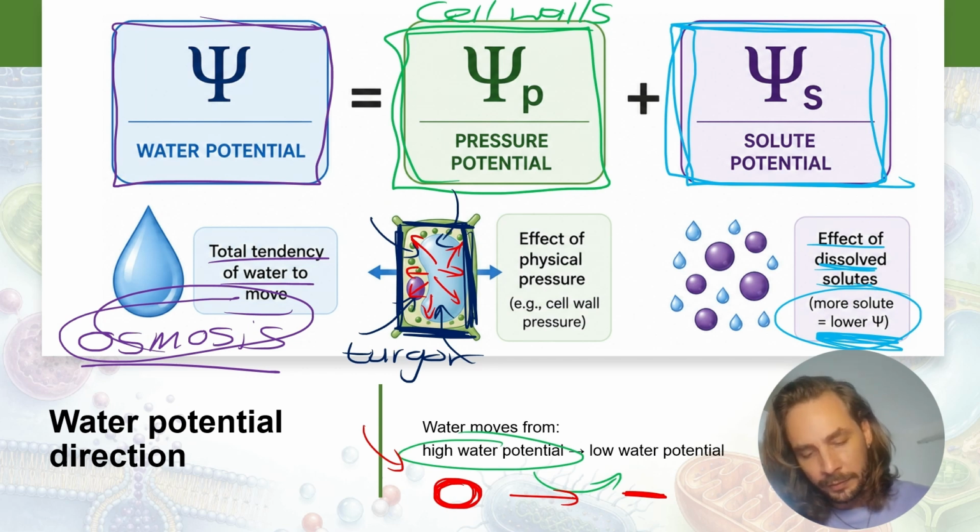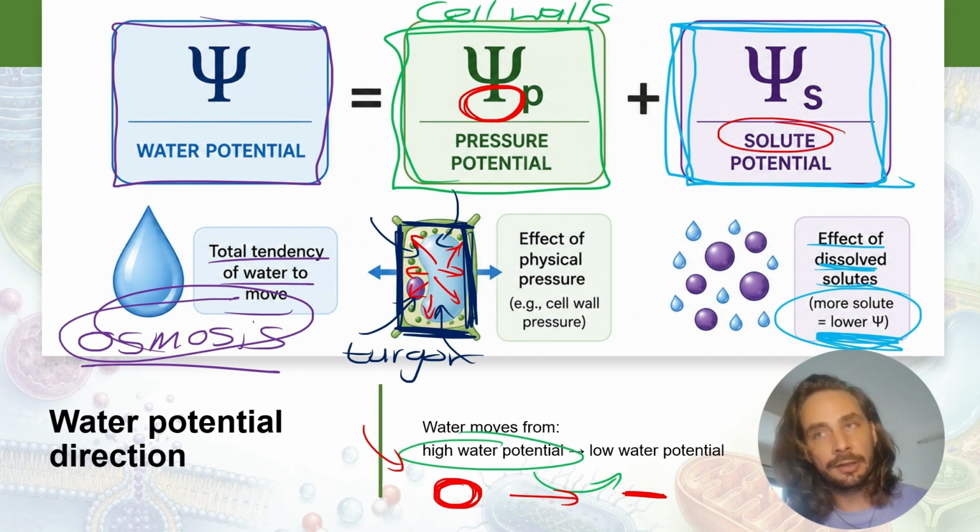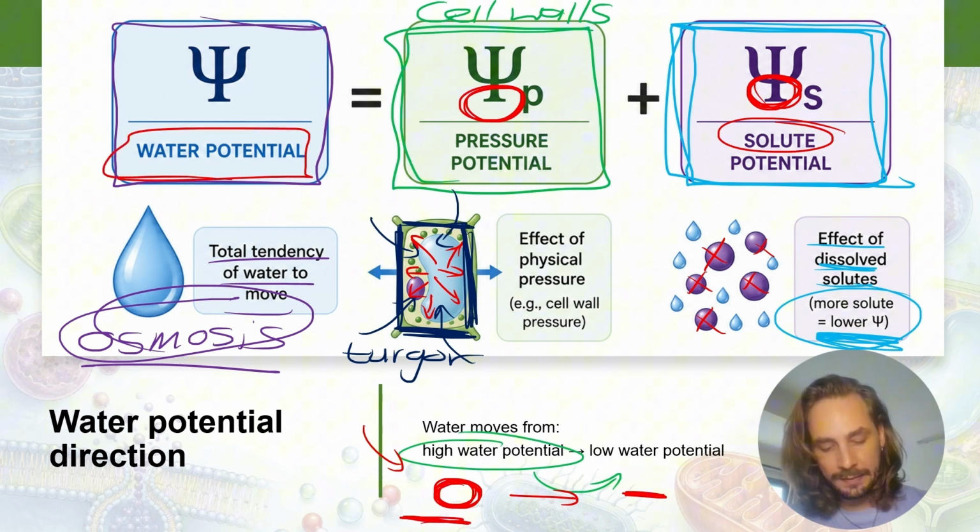So to calculate the water potential, if it is in an open container, then the pressure potential is 0. But the solute potential depends on the amount of solutes that are dissolved. And in a solution that's pure water, meaning there are no solutes dissolved in it, the solute potential would be 0. So the highest the water potential can get is 0, and it will always move to a lower water potential.